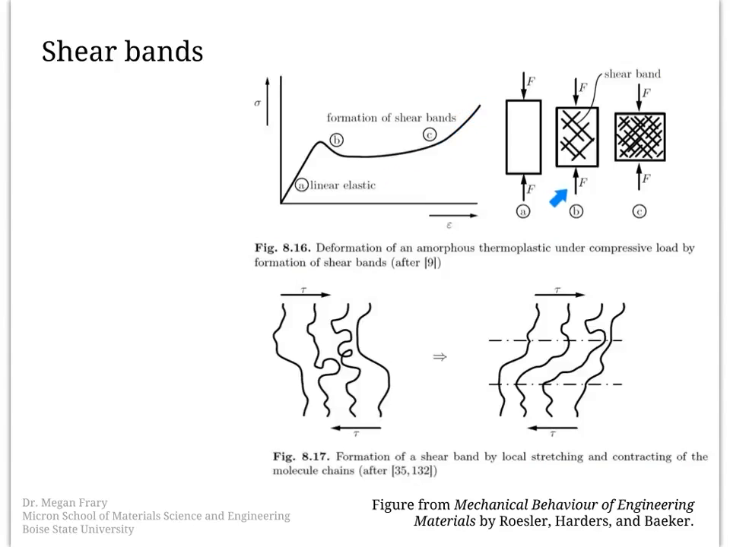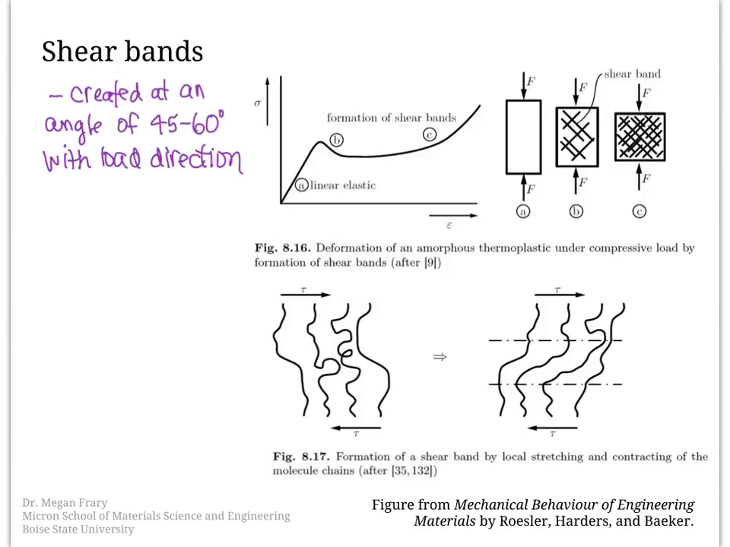And you can see here in figure B, the shear bands are forming first with a low density, but then with a higher density. And so as the higher density of shear bands comes about, they are interacting with one another and making that deformation harder to occur. One thing to note about shear bands is that these will tend to form at an angle between 45 to 60 degrees with the load direction, as illustrated in figures B and C there.